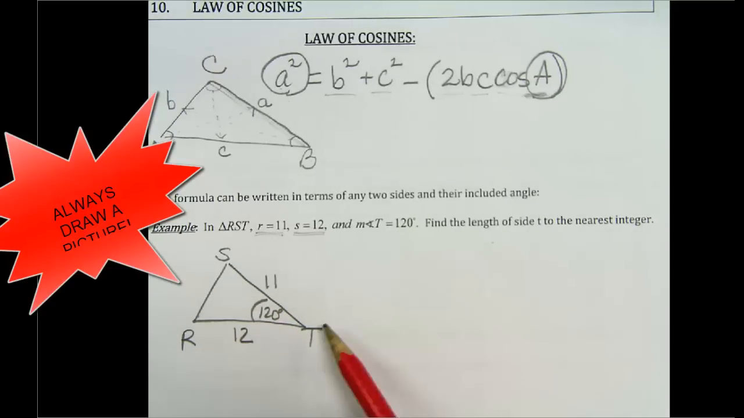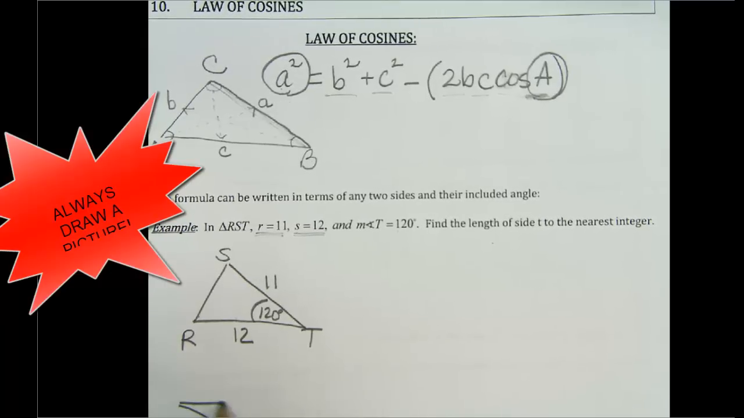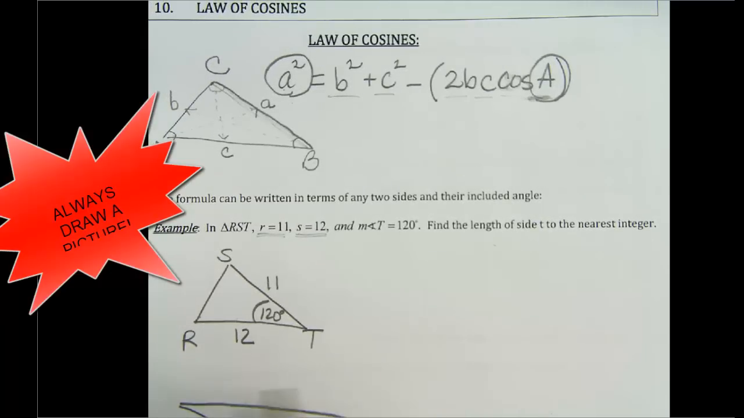Okay. Obviously my picture doesn't make sense. It's okay, we didn't know in advance. If it really bugs you, you could make your picture make sense and make T an obtuse angle, and that's okay. But it's not necessary.